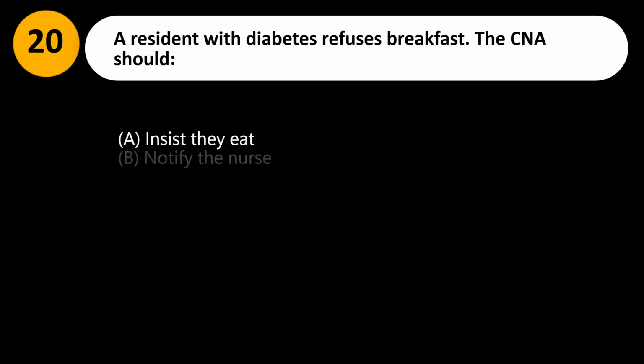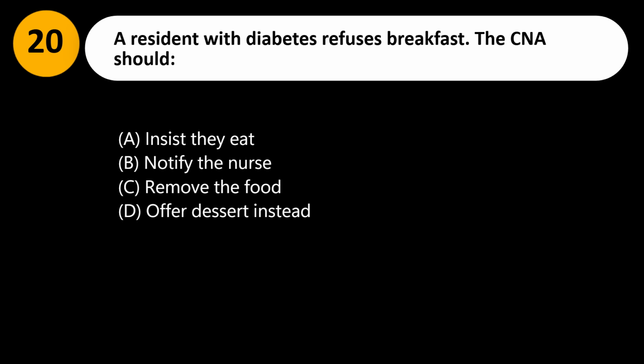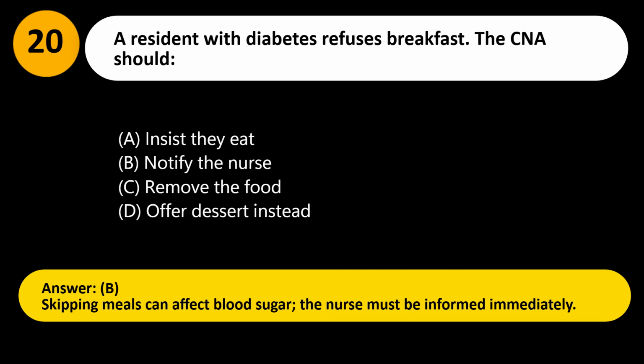A resident with diabetes refuses breakfast. The CNA should A. Insist they eat. B. Notify the nurse. C. Remove the food. D. Offer dessert instead. Answer, B. Skipping meals can affect blood sugar. The nurse must be informed immediately.